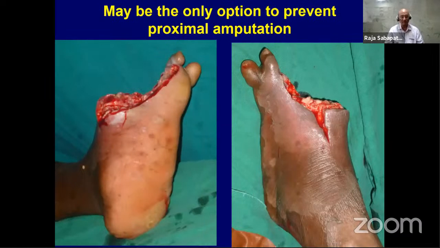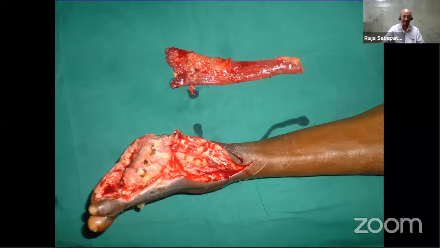Sometimes, they may be the only option to prevent a proximal amputation. Suppose you get a foot like this, the bone is exposed and all that, and you have only these two toes, but still this part of this column is quite okay. If you are able to cover this and get a cover here, he could keep on going with this foot. Otherwise, he needs to have a proximal amputation. So here, what we have done is a gracilis muscle flap, anastomosed to the dorsalis pedis and anterior tibial junction.